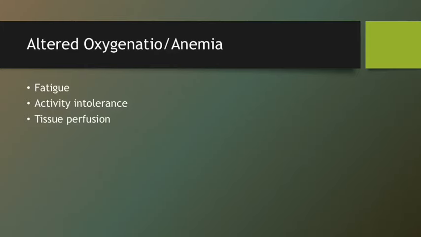All right, and then tissue perfusion. Tissue perfusion problems cause all kinds of stuff, especially where your skin's concerned, right? So you need to think about the fact that if they have altered oxygenation and anemia, they're going to have to look at skin and wound healing and stuff like that, okay?